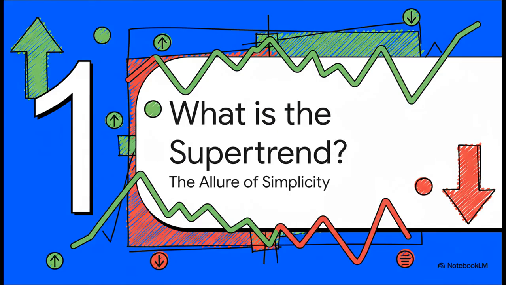Okay, so what is this thing? Basically, the Supertrend is this really slick overlay that sits right on top of your price chart. And the beauty of it? It's super simple. You get a green line, you get a red line, and boom, you instantly see the direction of the market. It's designed to be that easy to read.